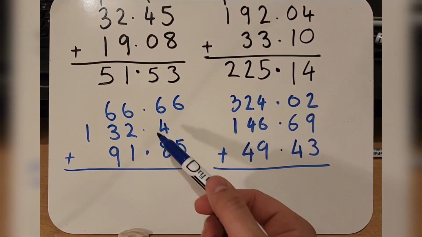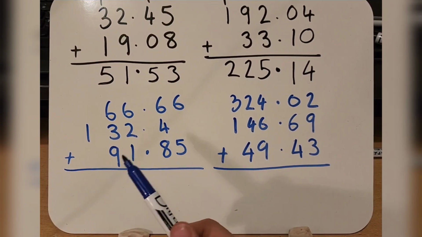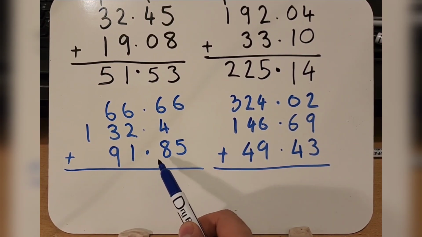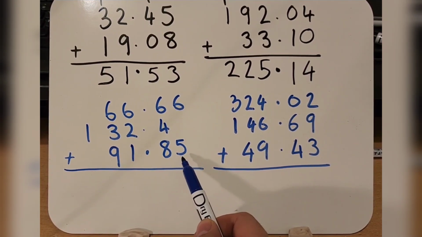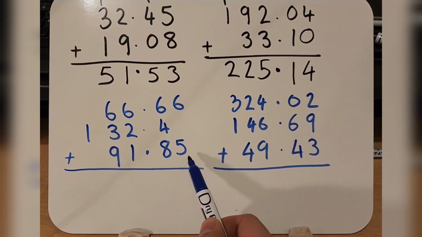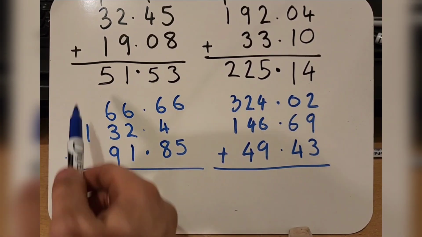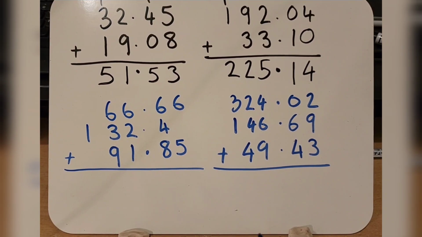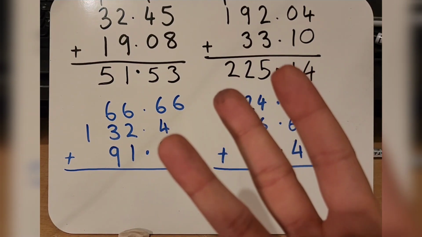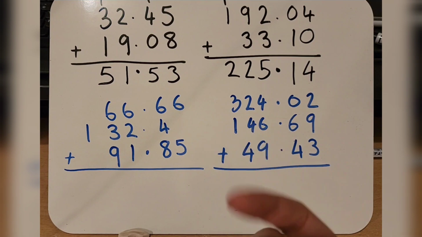Okay, now there are 2 examples for you to have a go at. We're adding 3 numbers here, and they all go up to 2 digits in the 2 decimal places. They do go up to the hundreds column, as you can see. I'm going to pause the video. You should pause the video and have a go. And we'll come back with the answers in 3, 2, 1.